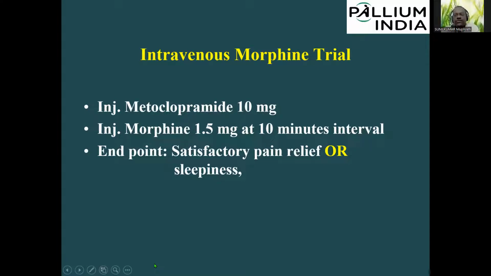So you have to also understand that with morphine, each and every patient may not get pain relief. All pain is not opioid responsive. So those patients with opioid responsive pain will get good pain relief. Otherwise, they may not have satisfactory pain relief. Instead, they will become drowsy. So whenever drowsiness occurs, you have to stop. Or if the patient has good satisfactory pain relief, you have to stop. So whichever is first, okay.